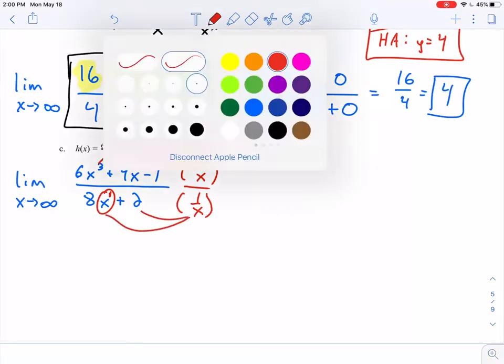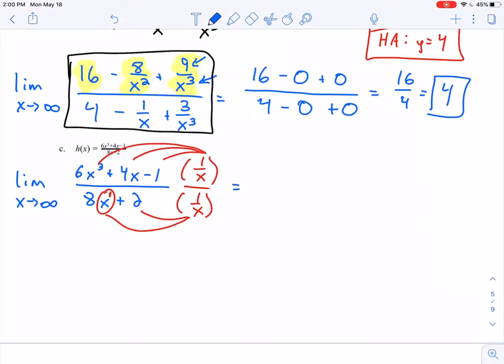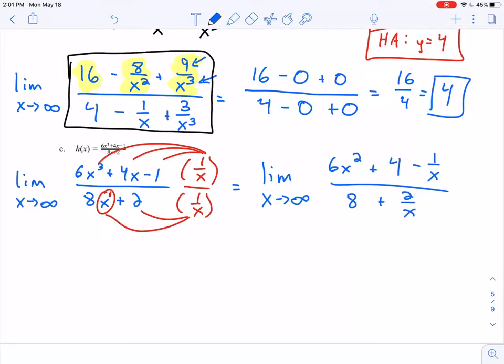And if you want to kind of simplify this as you go, that's totally fine here. Limit x approaches infinity. So 6x cubed over x, I know that's going to simplify to be 6x squared. Plus 4x over x, I know that's going to be plus 4. 1 over x, that'll be 1 over x. In my denominator then, let's see, 8x over x, that should be 8 plus 2 over x. And then we can see where this leads us.